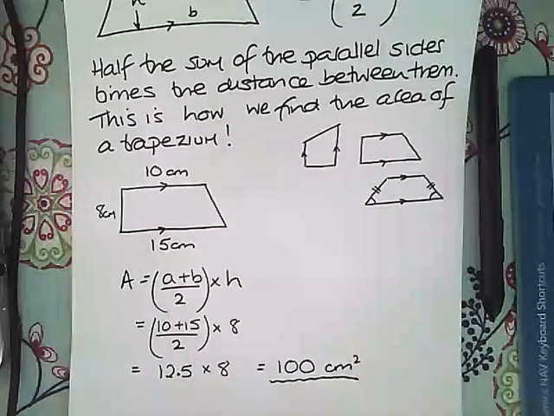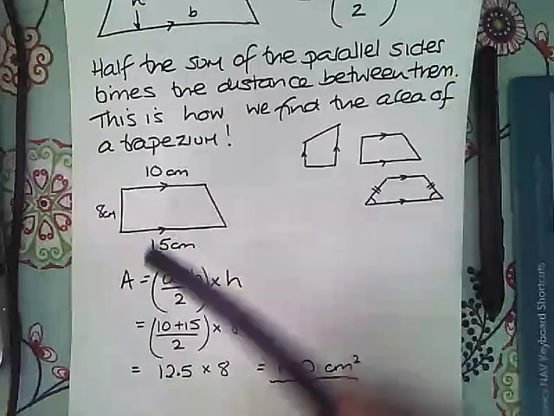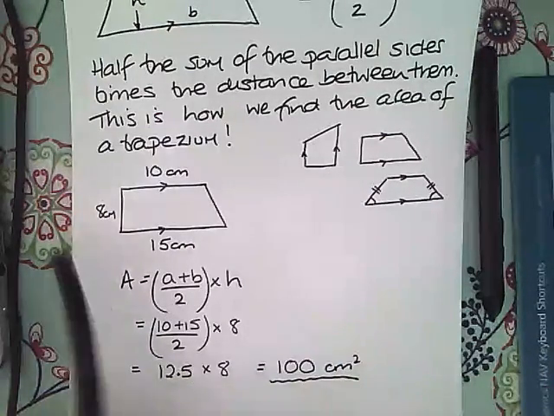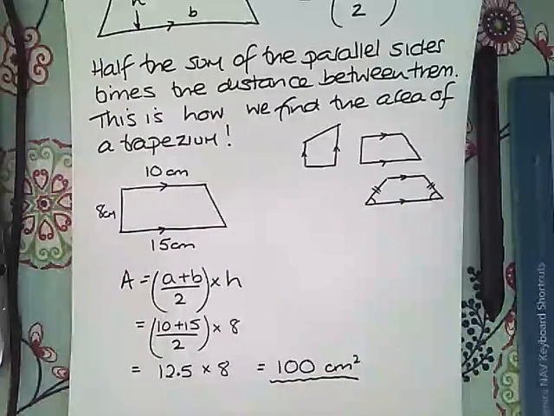So apart from the terrible singing, it's pretty straightforward. Add the parallel sides together, halve your answer, and then times it by how far the parallel sides are apart.